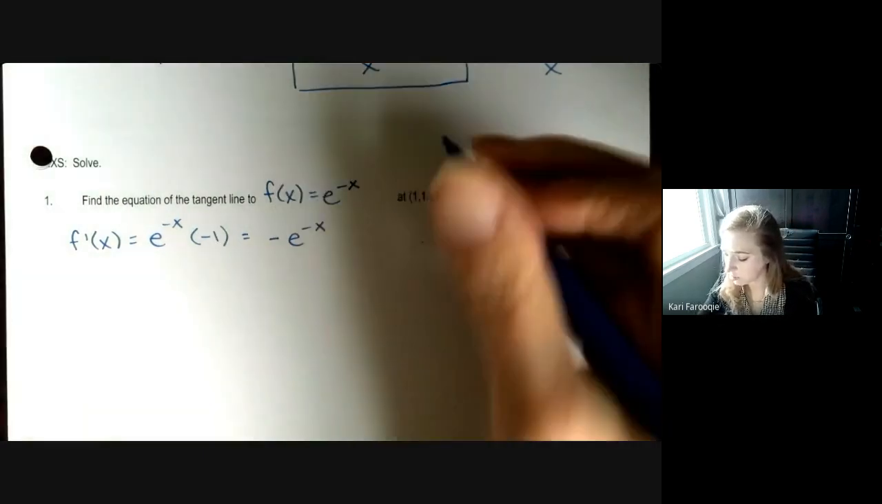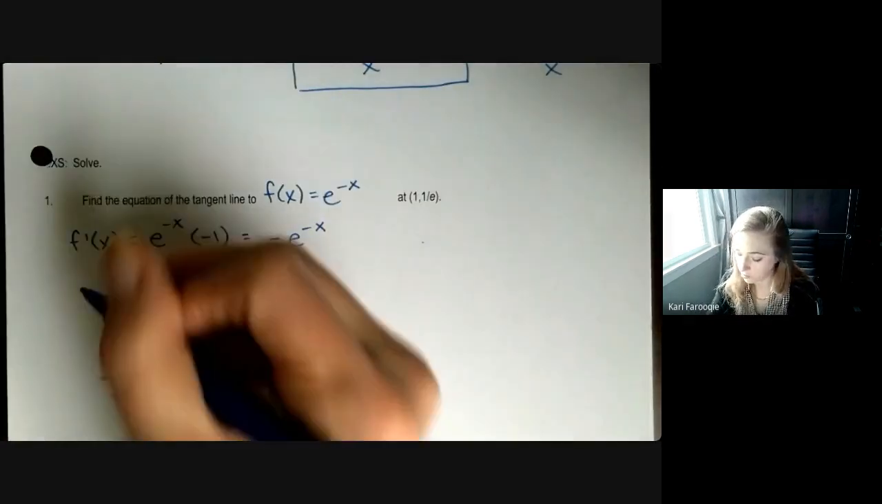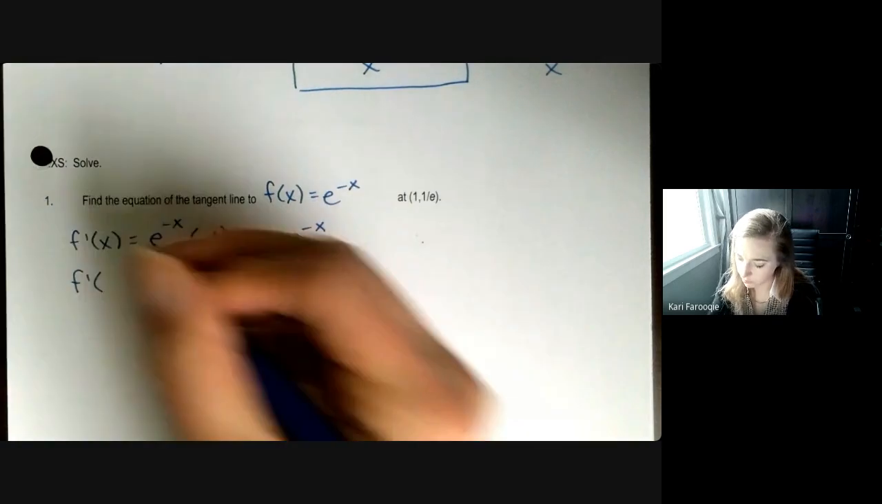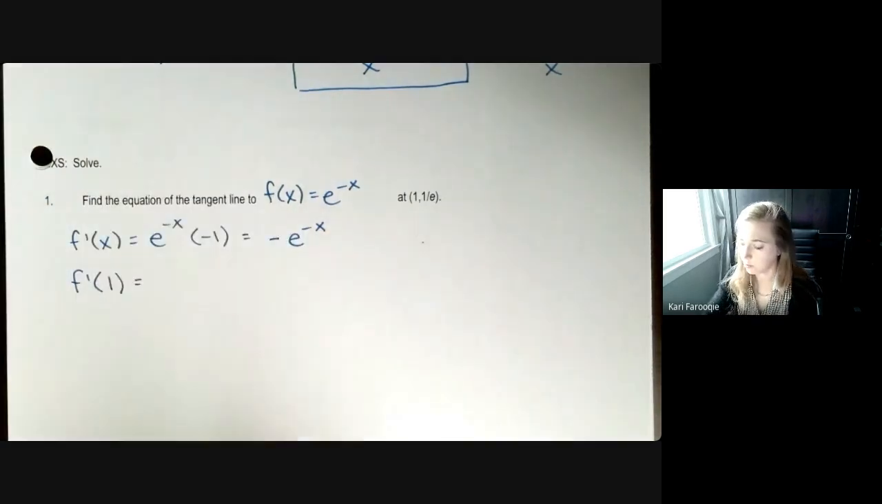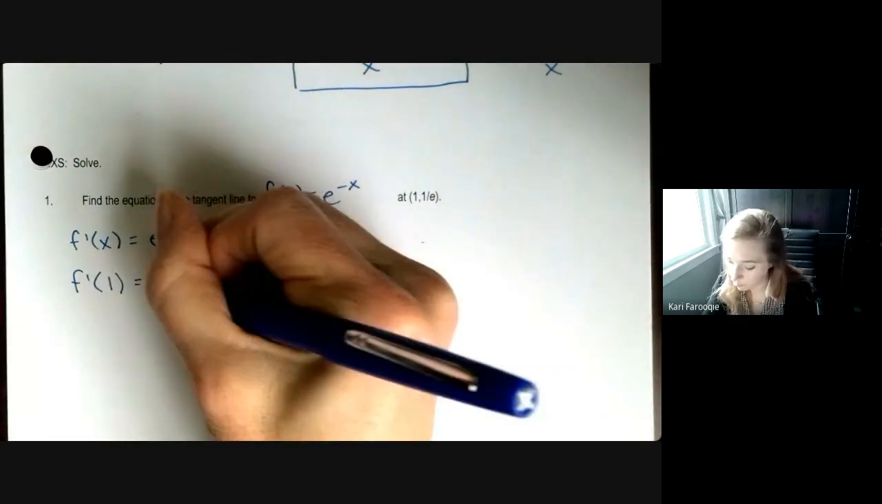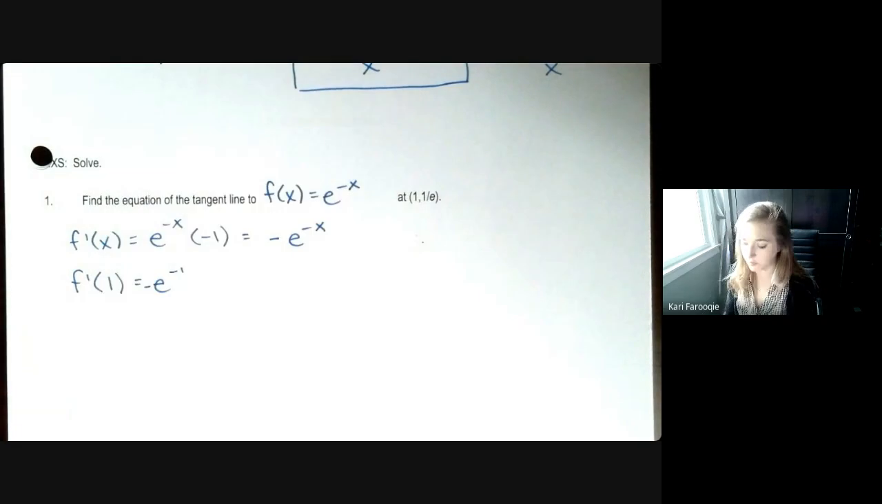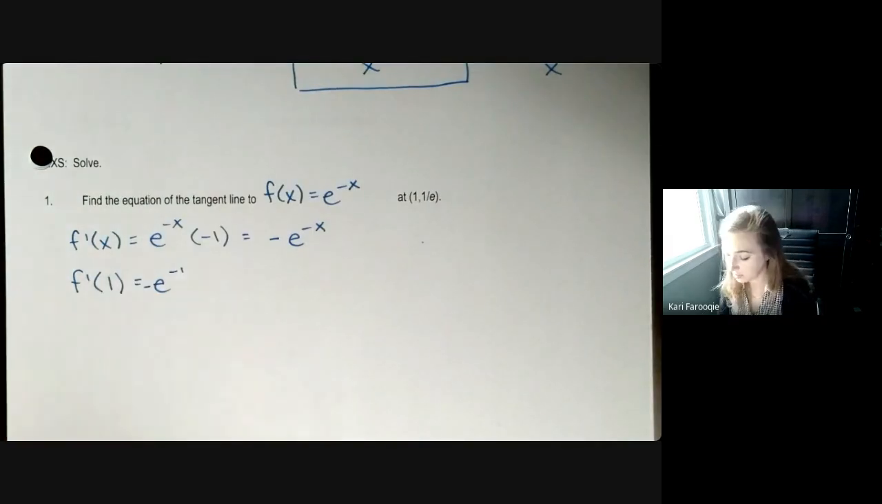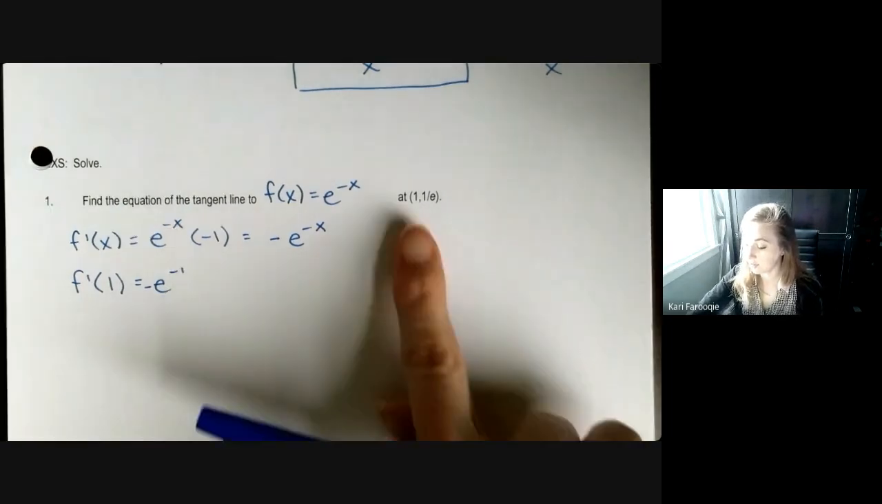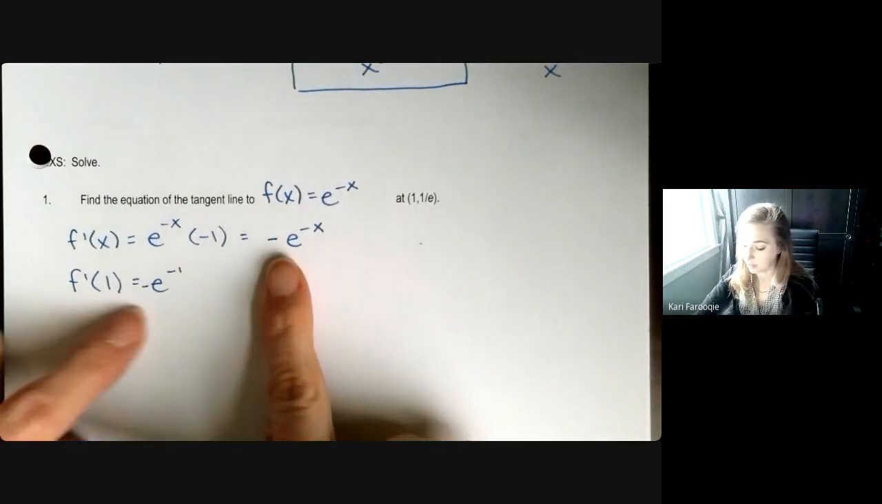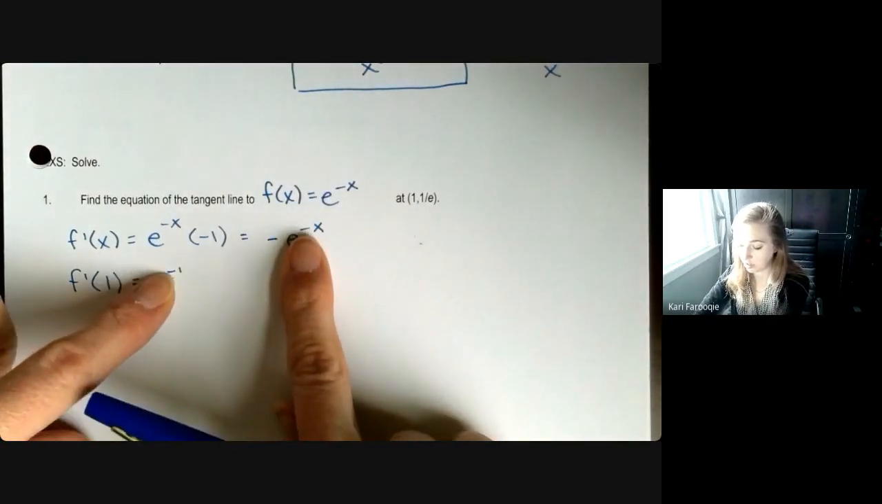I'm talking about the point at 1 over e. So I'm going to evaluate the derivative right now at 1, which is the x coordinate of this point. That leaves me with e to the negative first. I forgot the negative in front of it, but wait, never mind. The negative's already there. X is positive. So it's negative e to the negative 1.